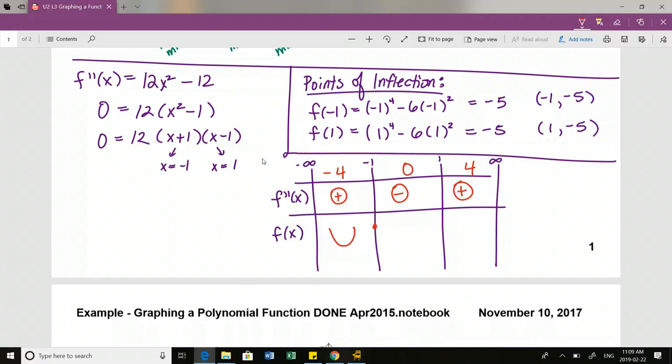And then I've got a point of inflection here, so that's where it changes. And then I've got a section that's concave down. And then I've got another point of inflection, and I have a concave up area. Okay, so just remembering that this is a point of inflection here.